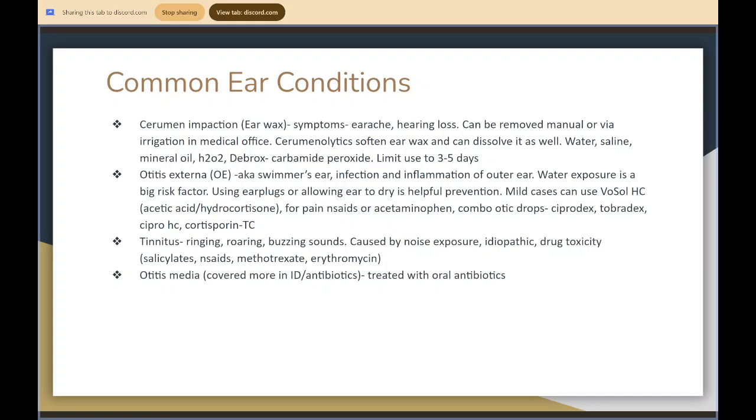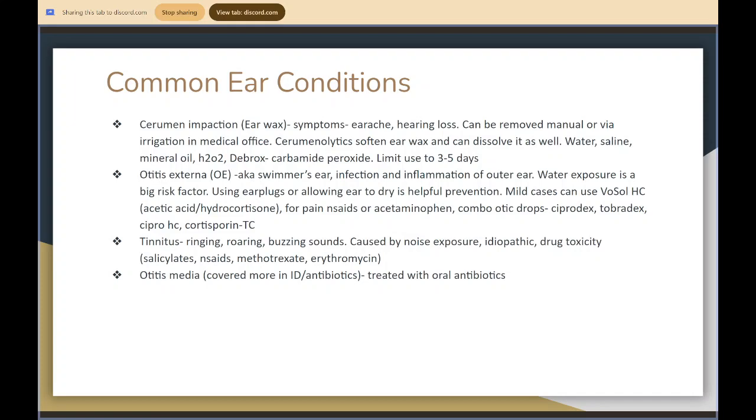Next, we have tinnitus. You'll have ringing, roaring, or buzzing sounds. They can be episodic, meaning they can come and go, or they can be constant. For patients that suffer from this, it can severely reduce their quality of life. It can be caused by noise exposure or noise trauma, like loud explosions. And so, if you're going to concerts, listening to loud music, please be mindful.